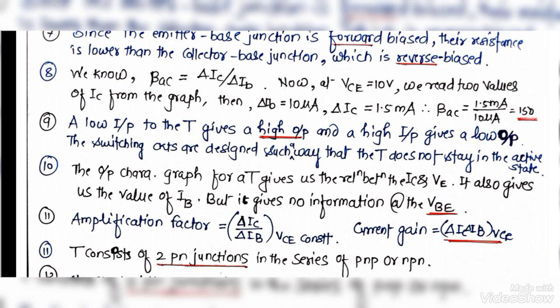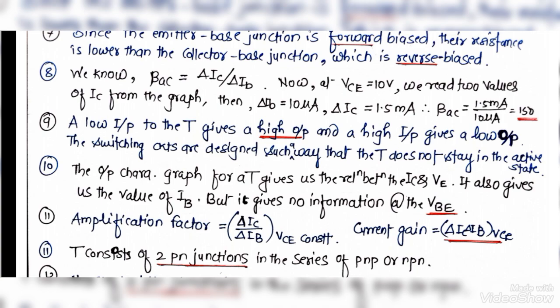a low input to the transistor gives a high output and a high input gives a low output. The switching conditions are designed in such a way that the transistor does not stay in the active state. The output characteristics graph for a transistor gives us the relation between the collector current and collector emitter voltage. It also gives us the value of base current, but it gives no information about the base emitter voltage.